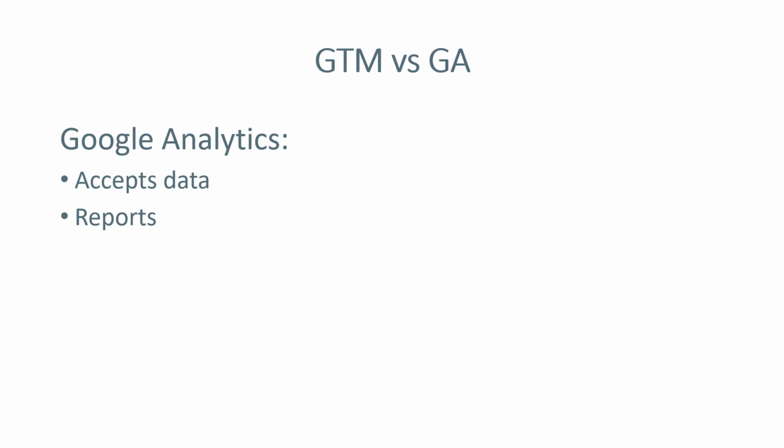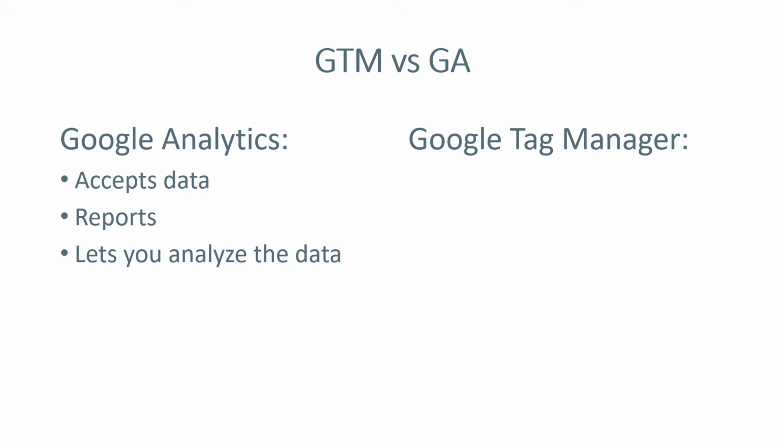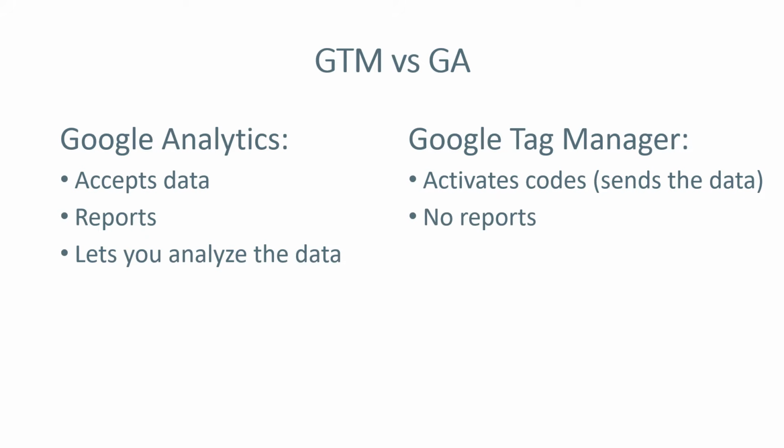If we directly compare GTM versus Google Analytics: Google Analytics accepts data. Then after that data is accepted and processed, Google Analytics will start showing data in reports, and you can slice that data from different angles. Or in other words, you can analyze data with Google Analytics. Now, Google Tag Manager serves a different purpose. GTM activates the codes that send the data to tools like Google Analytics, Facebook Pixel, maybe somewhere else. Google Tag Manager has no reports because it is not a reporting tool. It is a tool that helps you send data to other marketing and analytics platforms. That's why GTM is part of the data collection process, not of data analysis.